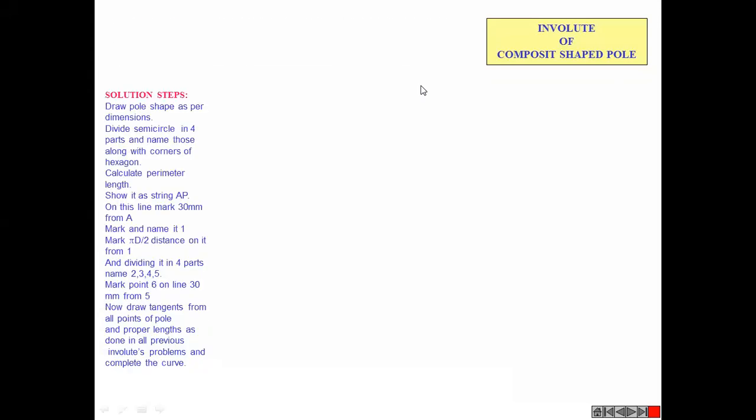These are the shapes. Now, a pole of a shape of half hexagon and half semicircle, like this. This is a half semicircle and half hexagon. Now that is to be used. A string is to be wound, having length equal to the pole perimeter.